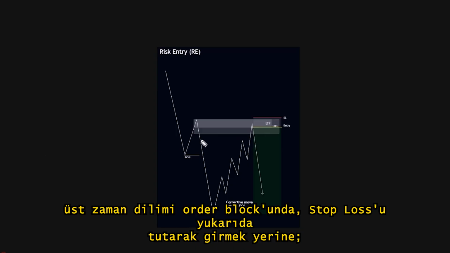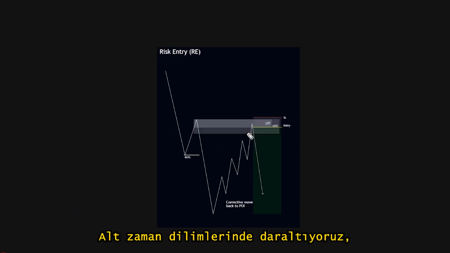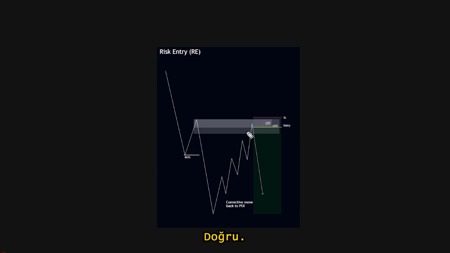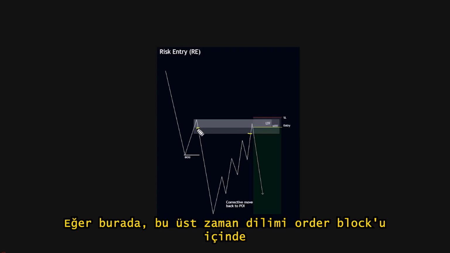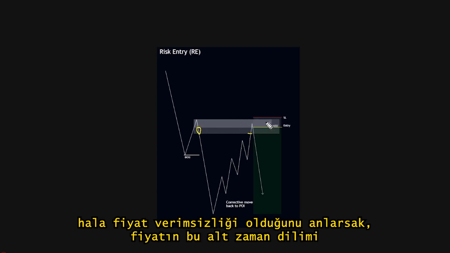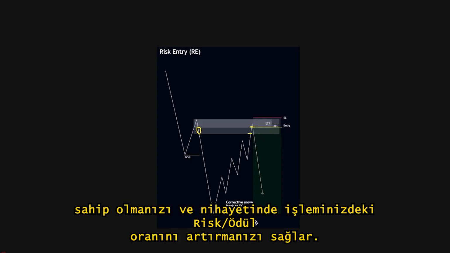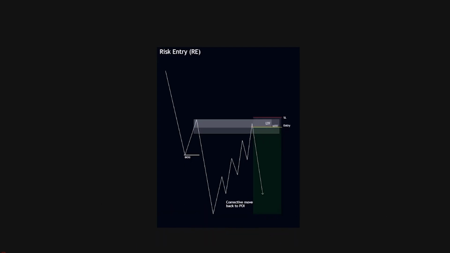So rather than entering on the higher time frame order block down here with a stop loss above, we're refining on the lower time frames, taking in some of the technical analysis tools and the behavior of price and where price tends to gravitate to. If we understand that there's still price inefficiency within this higher time frame order block, there's reason for price to tap into this lower time frame refined order block, allowing you to have a smaller stop loss and ultimately increase your risk to reward on your trade.